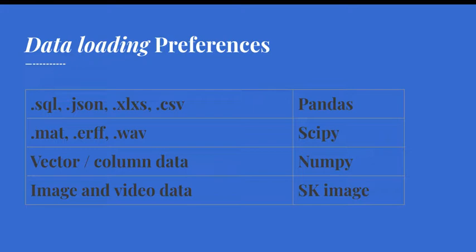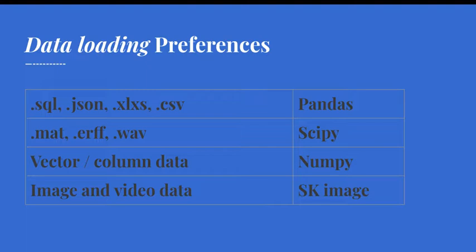This table shows data loading preferences for different formats of data. But let me tell you, this is no hard and fast rule. But if the data is in .sql, .json, .excel or .csv format, pandas is most preferred. Pandas has some inbuilt methods which are fast and efficient. For example, to load a CSV file, we use read underscore CSV. To load an Excel file, we use read underscore Excel.